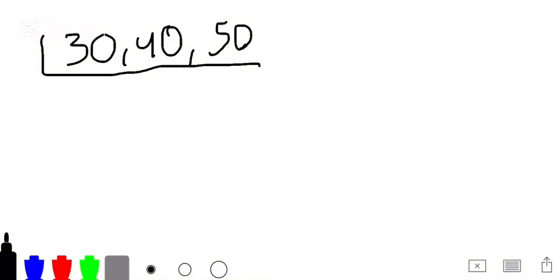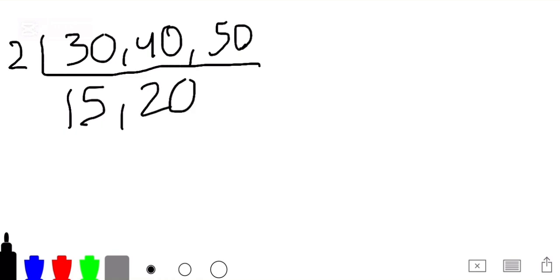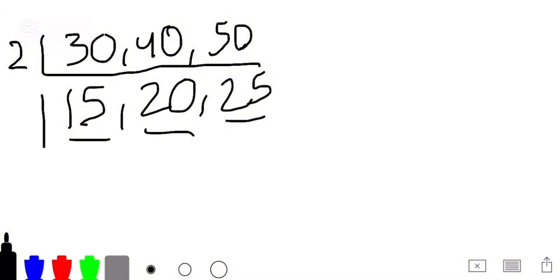Now let's find the LCM of numbers, so the least common multiple. We have 3 numbers, 30, 40, and 50. So we see that 2 goes nicely into all of these numbers, so we write 2 right here. That leaves us with 15, 20, and 25. 2 can't go into any of those numbers, and neither can 3. Although 3 can go into 15, we need one number that can go into all 3, and that number is 5.